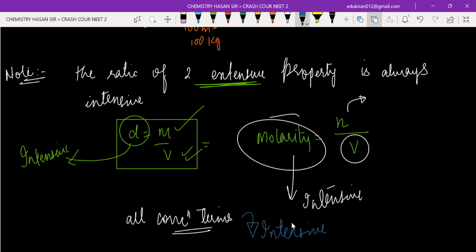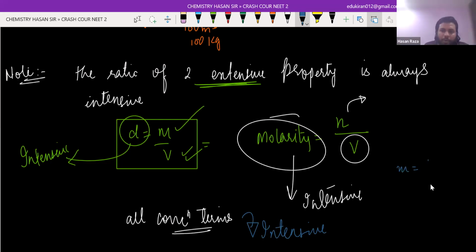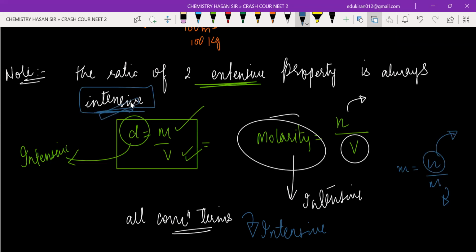Sir, molality is also intensive. Yeah. Molality is intensive because small m is equal to number of moles of solute upon mass of solvent. Mass is extensive, right? So this is extensive and number of moles is extensive. The ratio of two extensive properties is always intensive. This is what I'm telling you. Okay. Yes, sir. Can I change the slide?